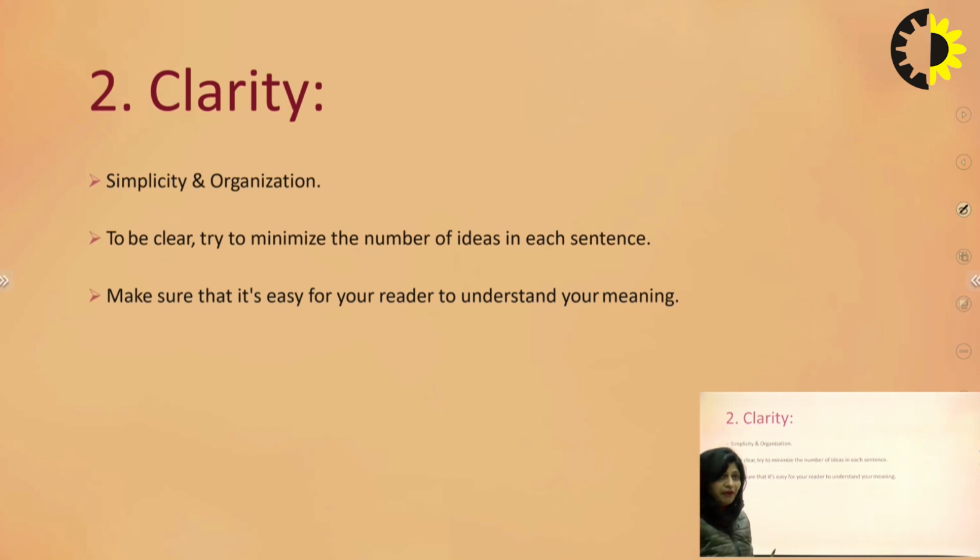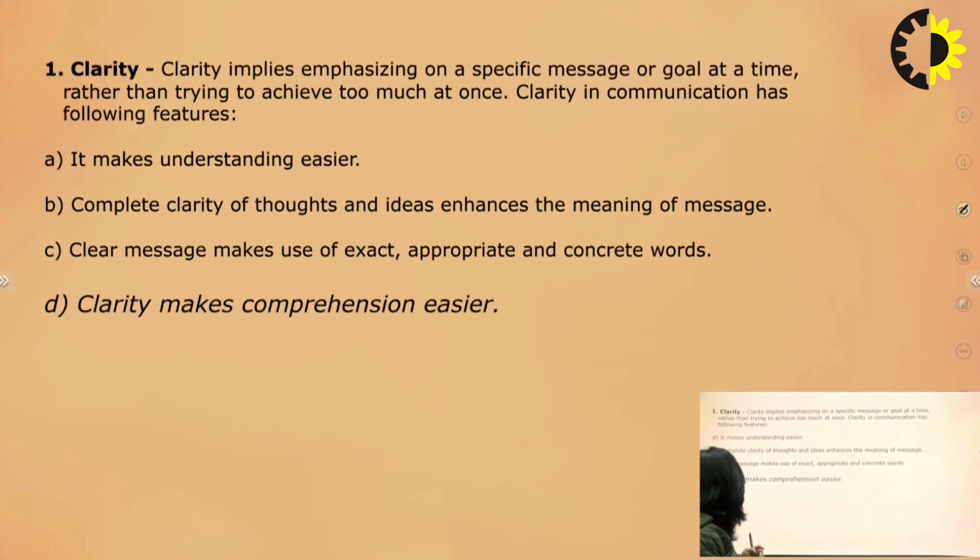You should use simple and familiar words. Do not use difficult words. For example, if I say ascertain, ascertain is a difficult word. We can use a simple word in place of a difficult word, like find out, right? So to be clear, try to minimize the number of ideas in each sentence and make sure that it's easy for your reader to understand your meaning. Clarity implies emphasizing a specific message or goal at a time rather than trying to achieve too much at once.